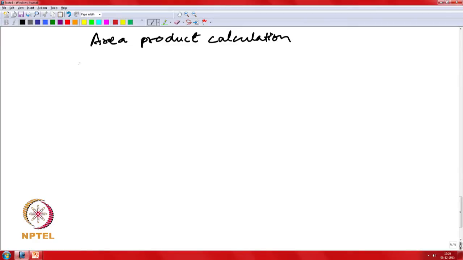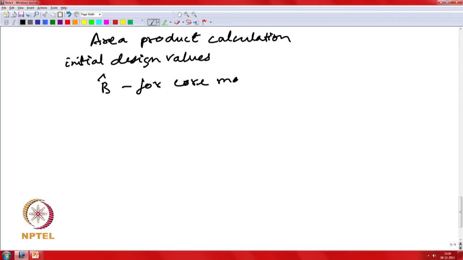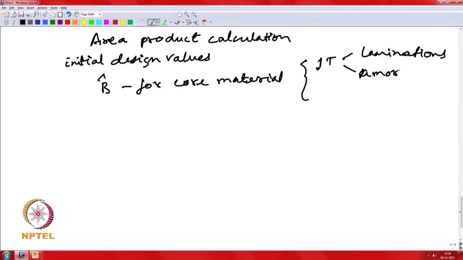you also need to know some initial design values. One is, what is the maximum flux density for your core material? One might start off with reference designs of the order of, say, 1 Tesla for steel laminations, or for amorphous cores or even powdered cores. Or you might have 0.3 or lower than that for ferrite cores.